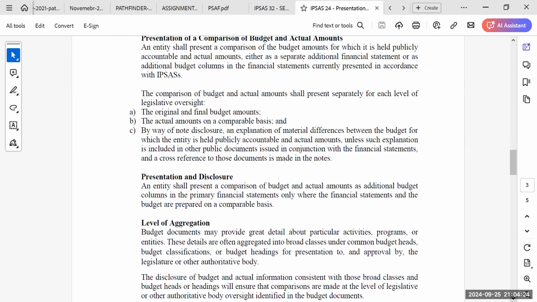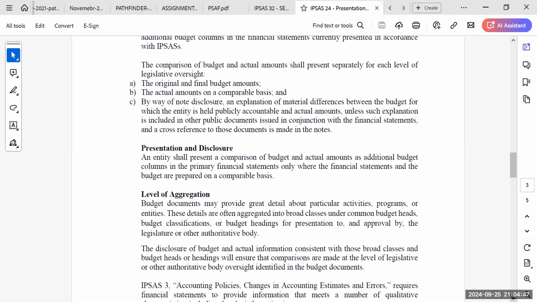Okay. So presentation and disclosure. An entity shall present a comparison of budget and actual amount as additional budget columns in the primary financial statement only when the financial statement and the budget are prepared on a comparable basis. We are doing this for the same period, the same year, and the same accounting policies. What do you call the level of aggregation? Sometimes the budget can be grouped under programs.